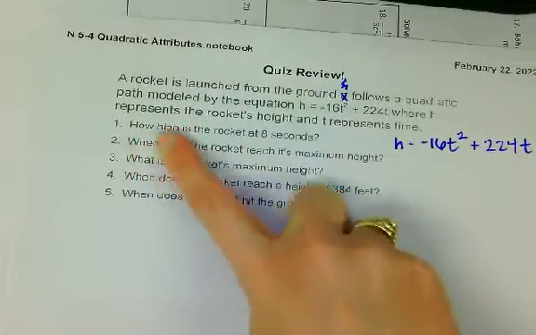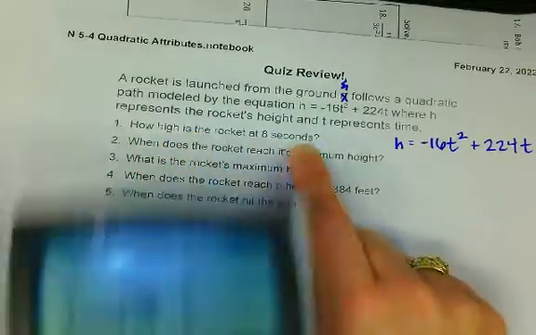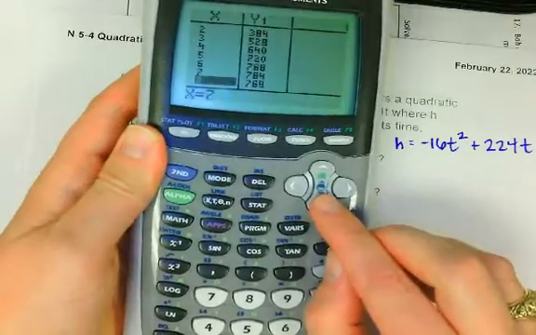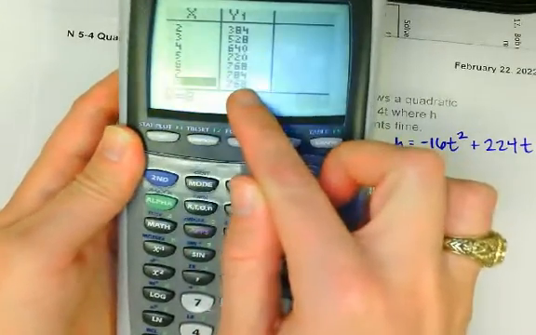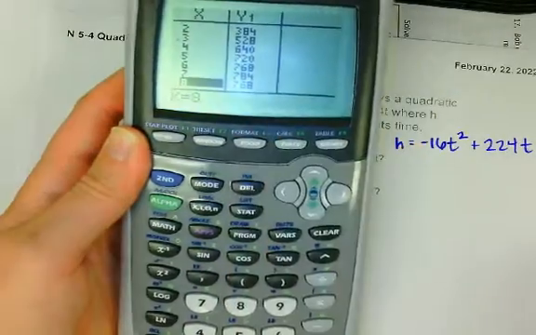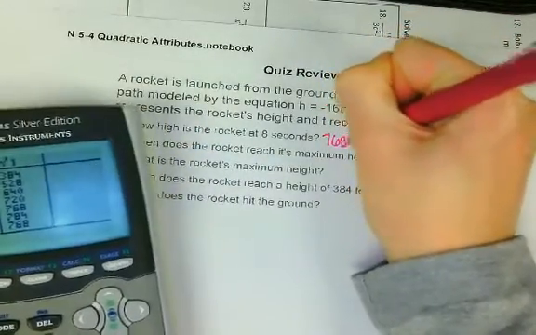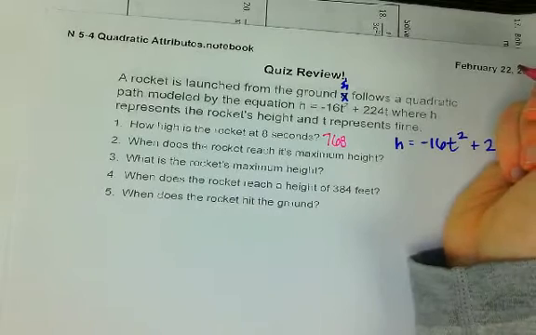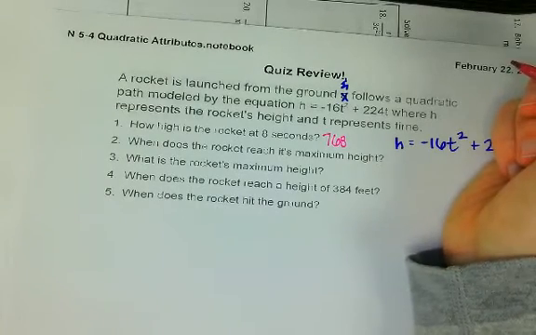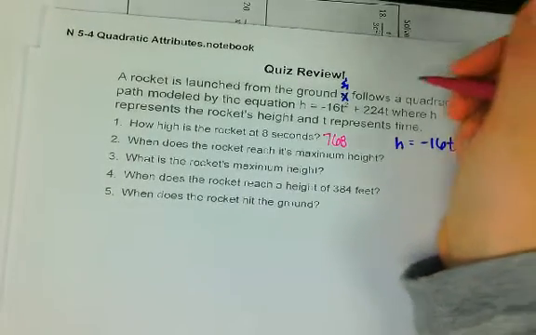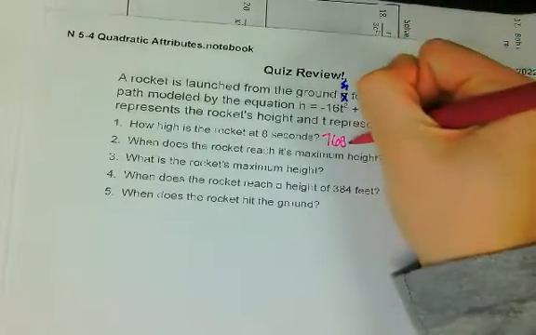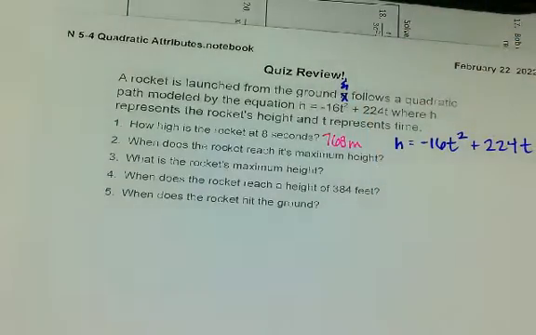So the first question says, how high is the rocket at 8 seconds? Scroll down to 8 and see what y value it matches with. Mine says 768. We didn't get a unit. So let's go with meters. I would not take off for units on the quiz.